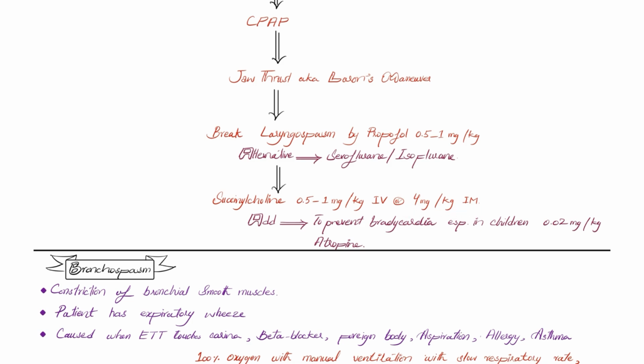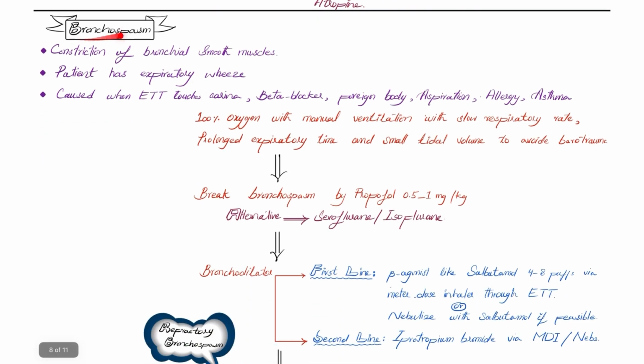Now, to prevent bradycardia, especially in children, you can add atropine at the dose of 0.2 milligram per kg. Second life-threatening situation is bronchospasm. It is the constriction of bronchial smooth muscle, and you identify it because the patient has expiratory wheeze.